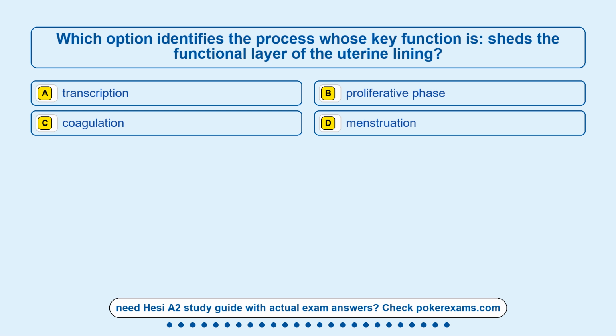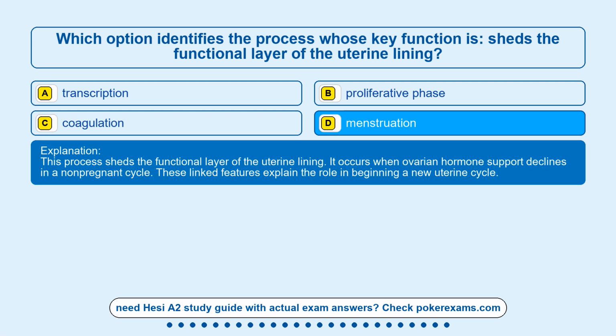Question 8. Which option identifies the process whose key function is, sheds the functional layer of the uterine lining? Option A, transcription. Option B, proliferative phase. Option C, coagulation. Option D, menstruation. The correct answer is option D, menstruation. This process sheds the functional layer of the uterine lining. It occurs when ovarian hormone support declines in a non-pregnant cycle. These linked features explain the role in beginning a new uterine cycle.